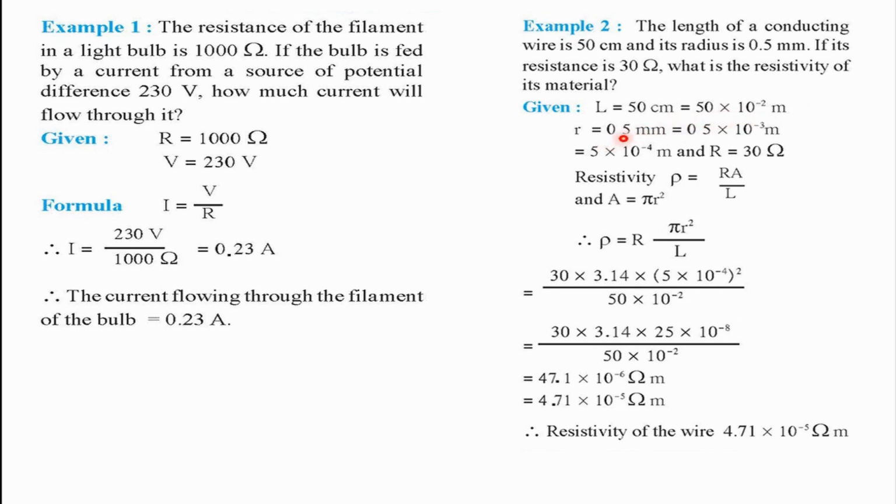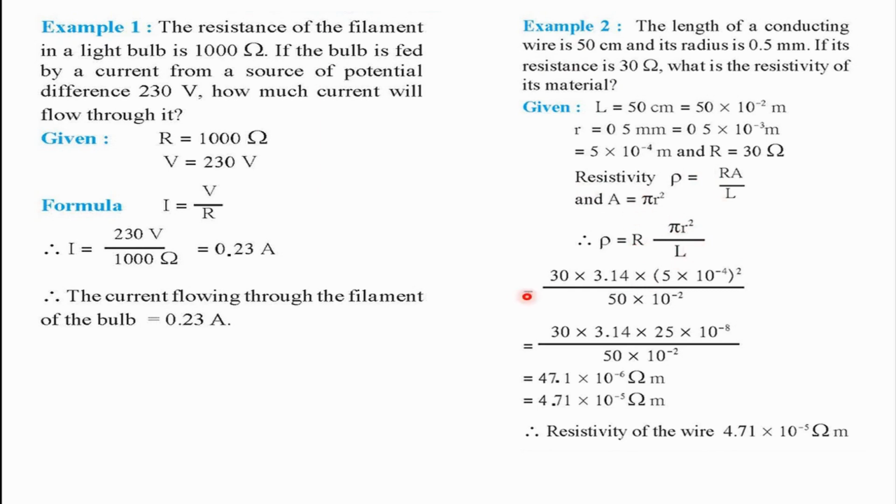Now here it is millimeter, 0.5 millimeter. In order to convert millimeter into meter, you have to multiply it with 10 raised to minus 3. The resistance is already there, 30 ohm. The resistivity formula, which we have already learned, rho equal to RA by L. A here is area. Area we will get using this radius. Area is pi r square. Remember students, pi r square is area of a circle.